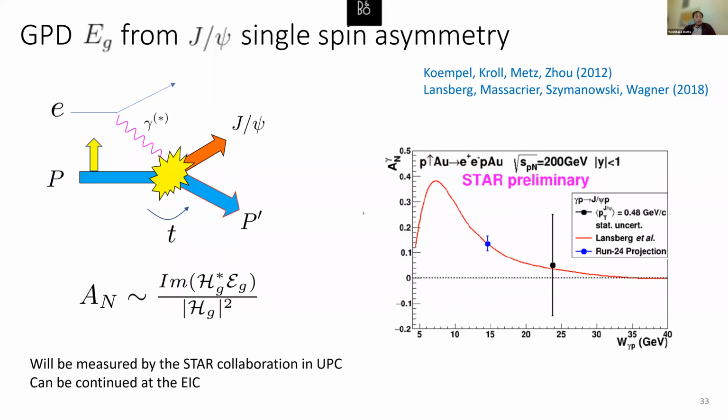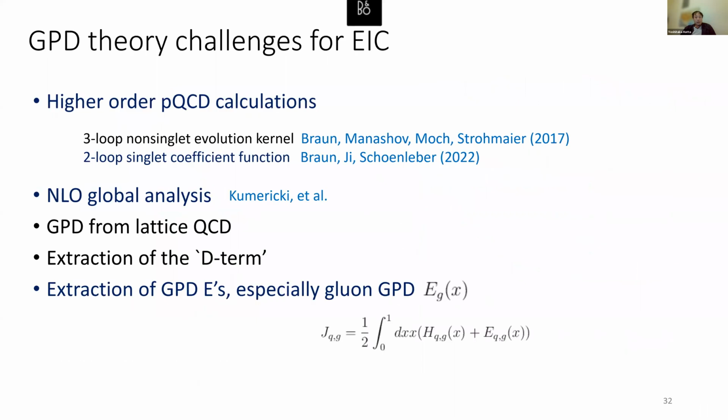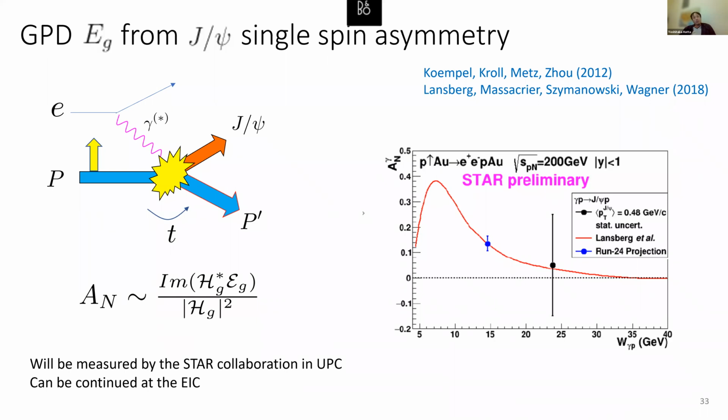So maybe instead of looking at this DVCS, maybe we should look at other processes which are more sensitive to this gluon GPD. And one of these might be the measurement of the exclusive single spin asymmetry of J/psi in electron-proton scattering. This process will be measured by the STAR collaboration in the next year or next 2 years.